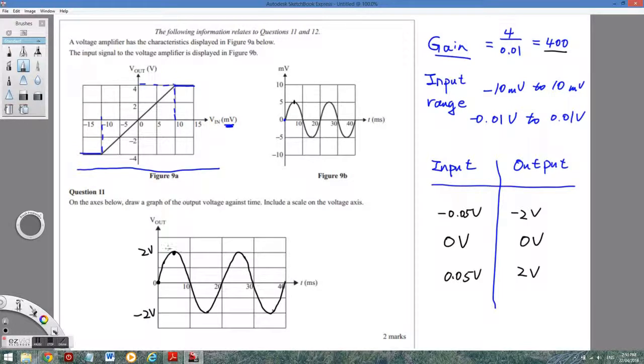So what's happening is the input here, with a maximum amplitude of 5 millivolt, has been amplified, or magnified, 400 times bigger, and becomes 2 volt. The shape still remains the same. Yep, this is what's happening. This is what you need to be able to do in the exam.